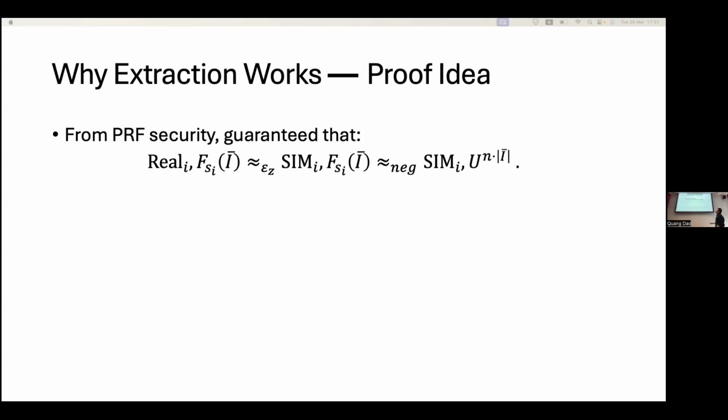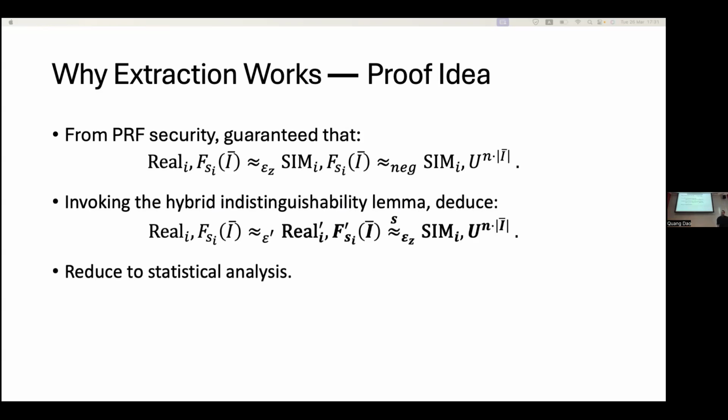Okay? So these are going to be our two distributions that we apply the hybrid indistinguishability lemma on. Okay, so now we apply the hybrid indistinguishability lemma, and what we get is that the distribution of revealed bits, hidden bits, and proof is statistically very close to a hybrid, computationally very close to a hybrid that is statistically close to some simulated distribution and a bunch of uniform strings. Okay?